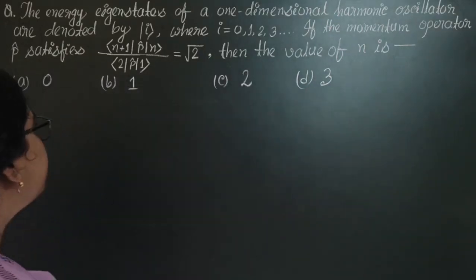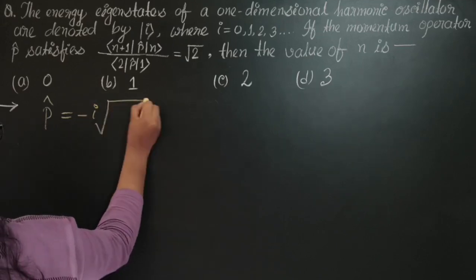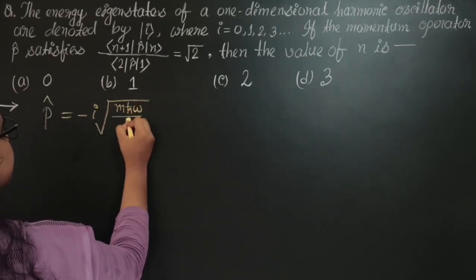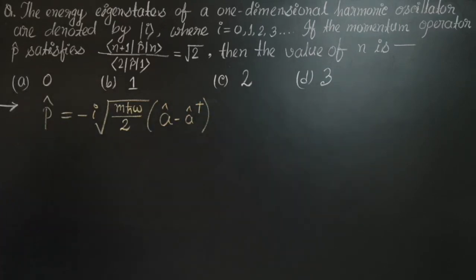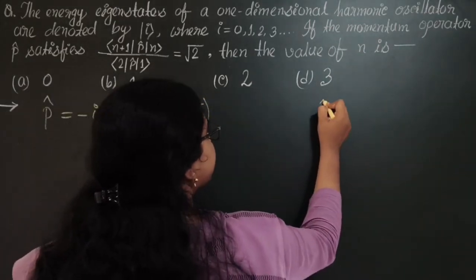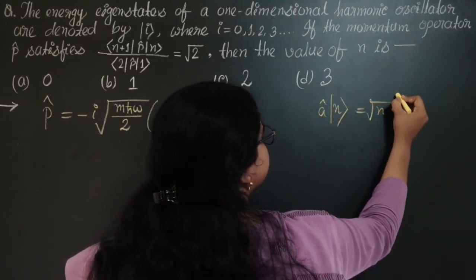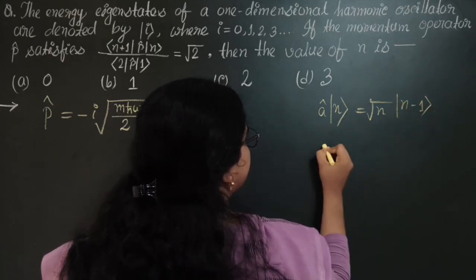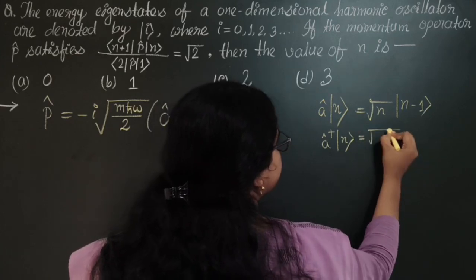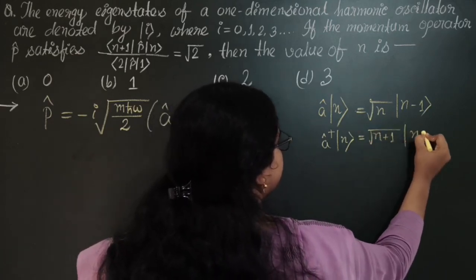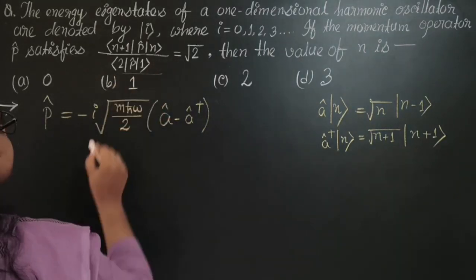So we know that the momentum operator in the harmonic oscillator can be written as minus i root under mħω by 2 (a minus a dagger), where these are ladder operators. When a acts on any state n, that will give root n times state n minus 1, and when a dagger acts on n, that will give root n plus 1 and state n plus 1. Okay, now let's calculate this.